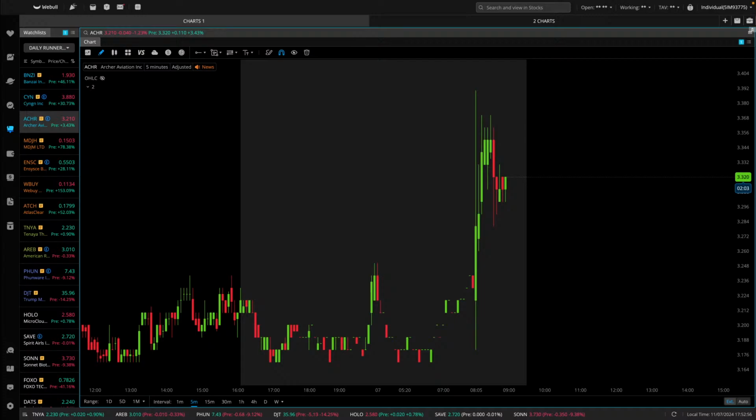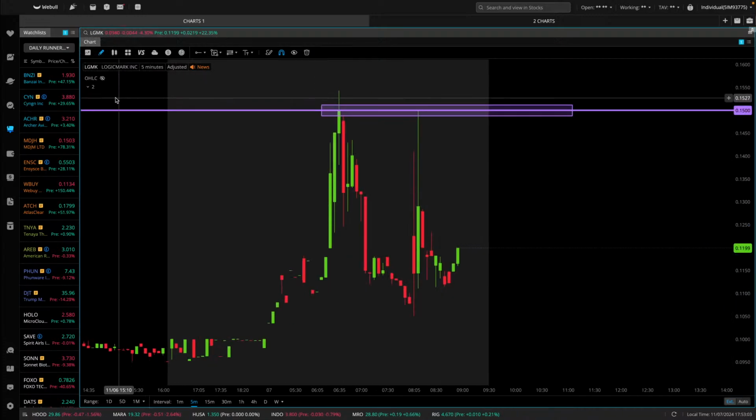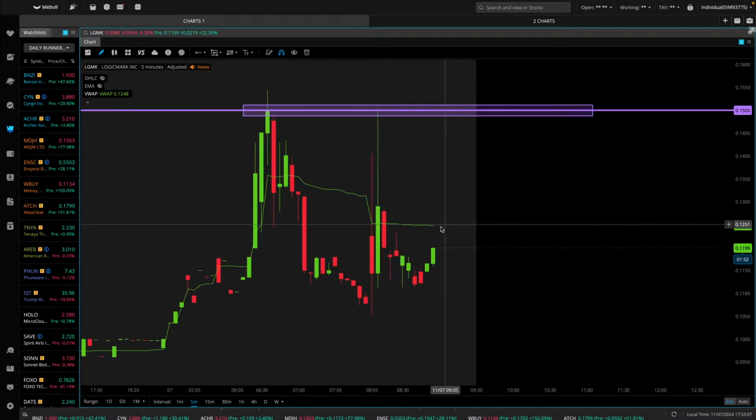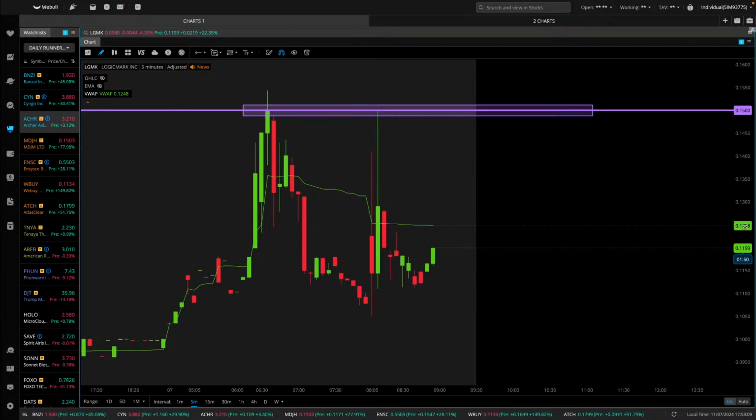MDGH curling up. Yes, LGMK, it is free. LGMK, yes, it's curling. If you really want to take an entry, you can wait for a close above LGMK at 0.1248. We're just above VWAP. Whatever time frame closes above, the 1 minute, 5 minute, whatever, you can look for the entry and take the trade.